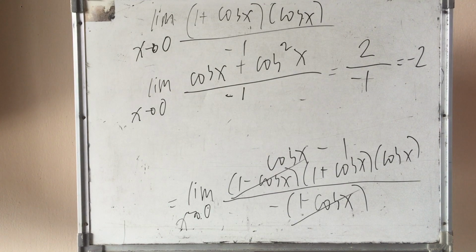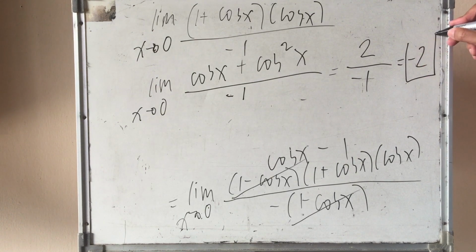So the limit of sine cube x over sine x minus tangent x as x approaches 0 is equal to negative 2. Answer.